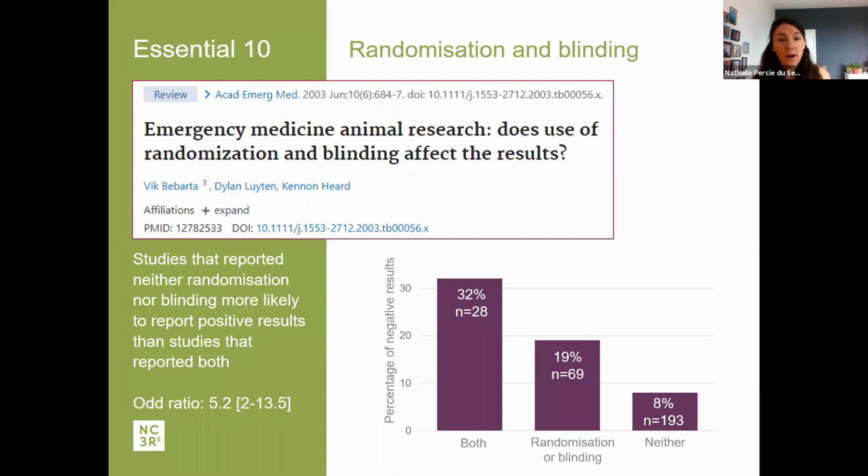And it shows that 1 out of 3 abstracts reporting both randomization and blinding had negative results. But in the abstract reporting only one of these measures, so either randomization or blinding, 1 out of 5 reported negative results. And in the abstract reporting neither measures, less than 1 out of 10 reported negative results. And that difference was statistically significant. Studies reporting neither randomization nor blinding were actually 5 times more likely to report statistically significant results compared to studies that reported both randomization and blinding. So what that means is that the results of studies that don't report randomization and blinding actually cannot be trusted because they're likely to be false positive.